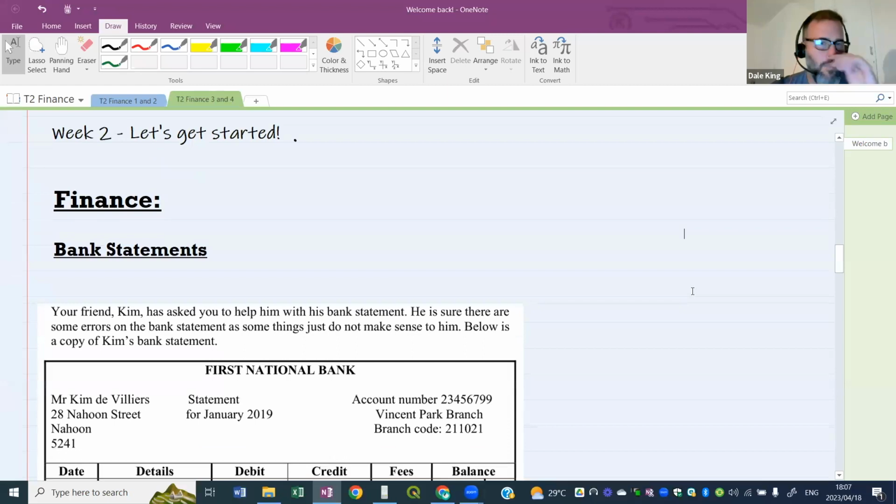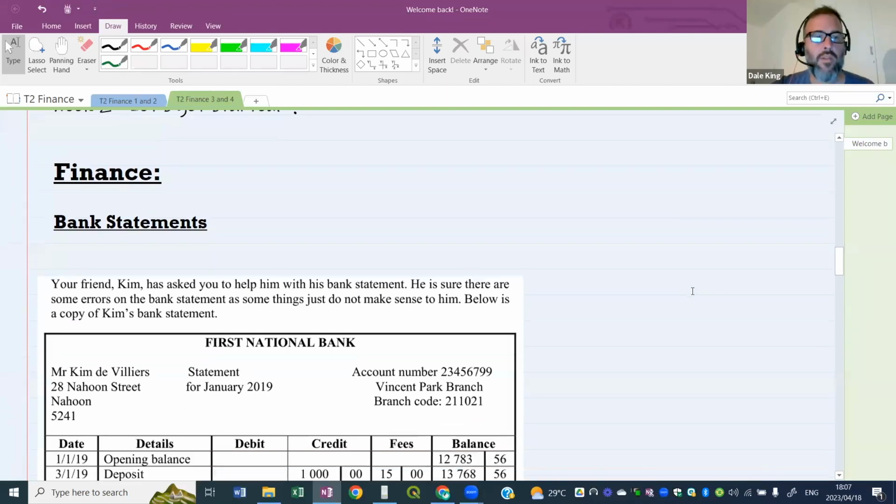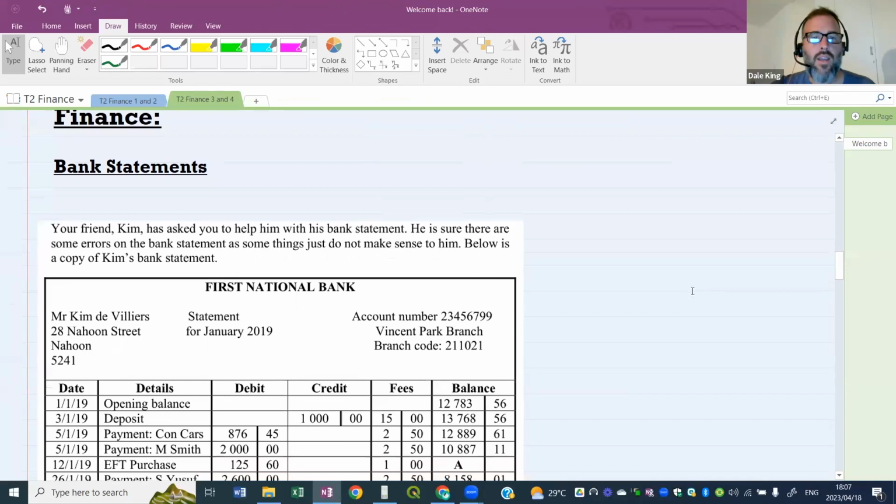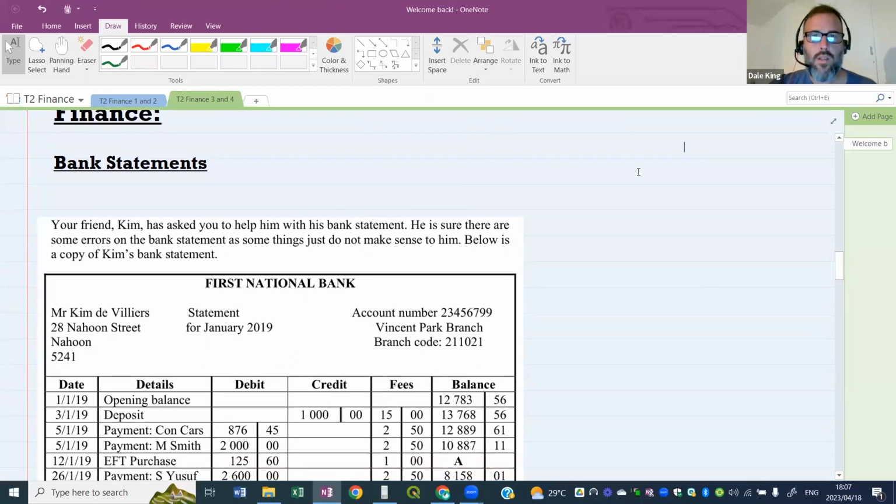Bank statements. This is a personal bank statement. All right, so let's read the text now. Let's read the text, and then I'll talk to you about this a little bit.